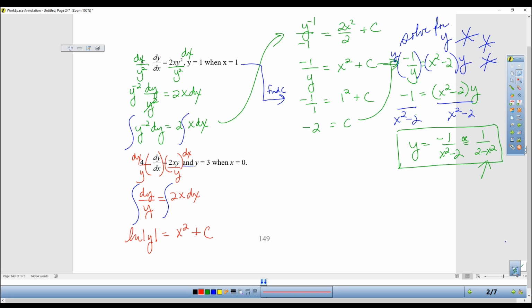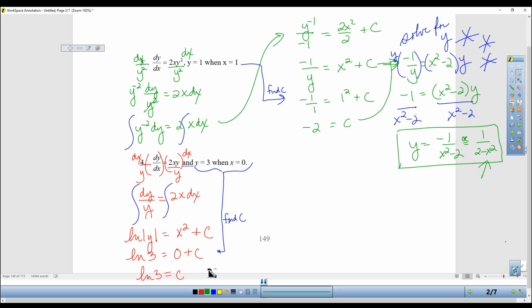We'll give this side the plus c. Now I'm going to go ahead and plug this in to find c. And I get natural log. Now, I don't need to write the absolute value. The absolute value of 3 is 3. So the absolute value symbol is unnecessary if the number is positive. Is equal to 0 plus c. So c is the natural log of 3.